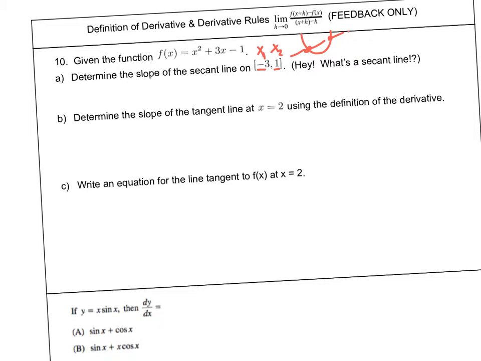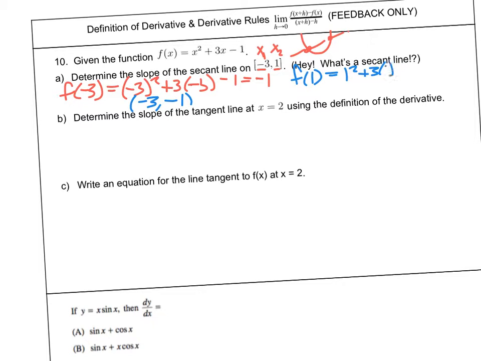If I plug negative 3 in, we get f of negative 3. And that's going to be negative 3 squared plus 3 times negative 3 minus 1, which is negative 1. So that gives me the point, negative 3 comma negative 1. We're also looking at f of 1, which is going to be 1 squared plus 3 times 1 minus 1. 4 minus 1 is going to be 3. So 1 comma 3.